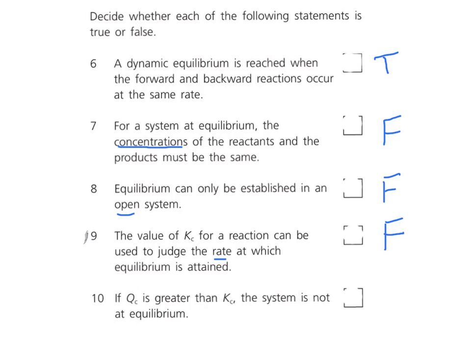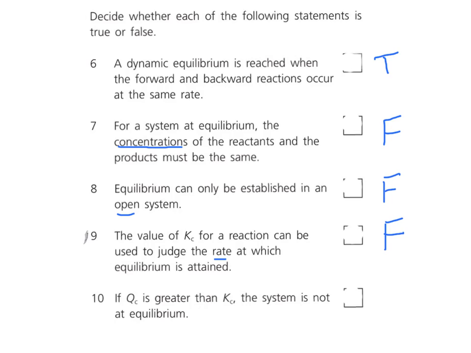The activation energy, which is from our kinetics unit, will tell you how fast a reaction is. The larger the Ea, the slower the reaction, but it tells you nothing about how much product you'll eventually have made. So equilibrium tells you how much product you can make. Kinetics tells you how fast you can make it.